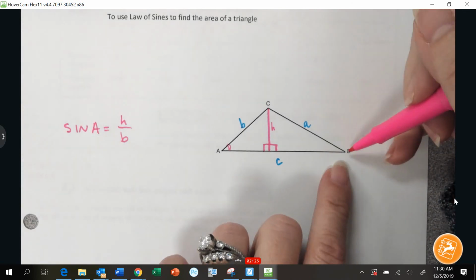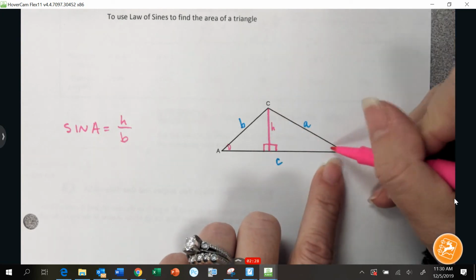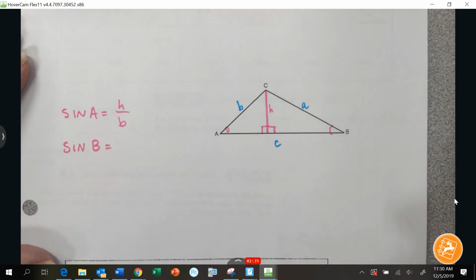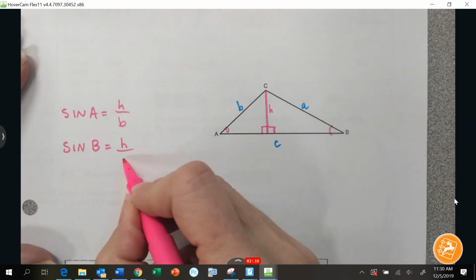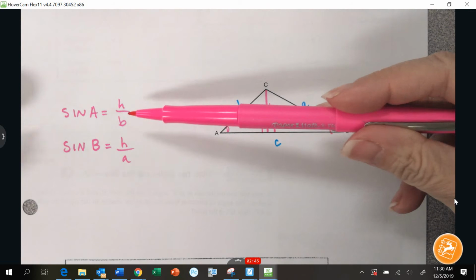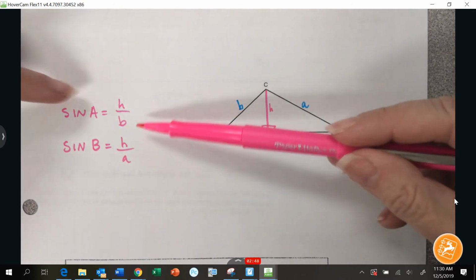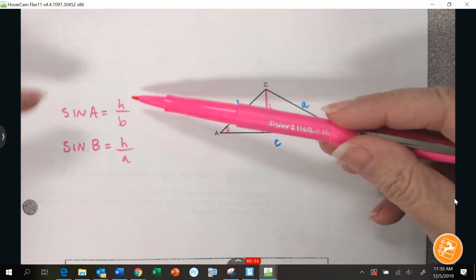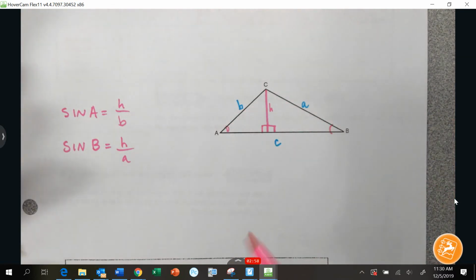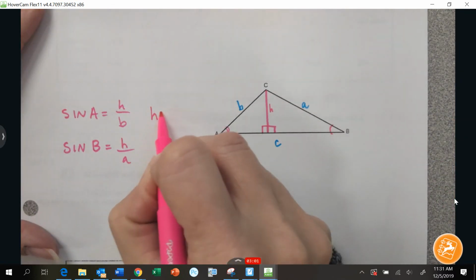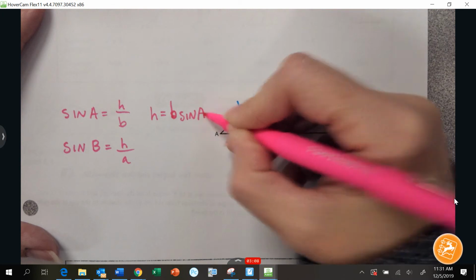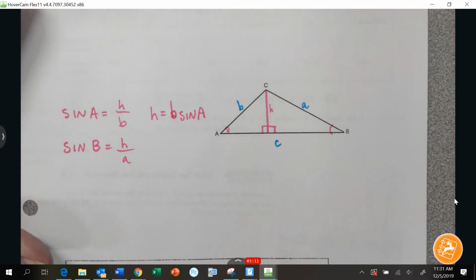I would also be able to get side H by using angle B and using sine as well. If I did sine of angle B, that would equal H over A. So I have two equations here that are true, and both of them have an H in it. So I'm going to solve both of these for H. So how would I solve this one for H? Cross multiply, or multiply by B. Yeah, so I would get H equals B sine angle A.